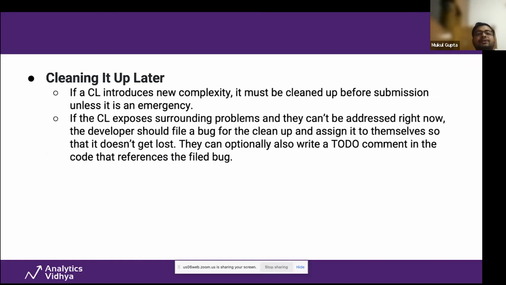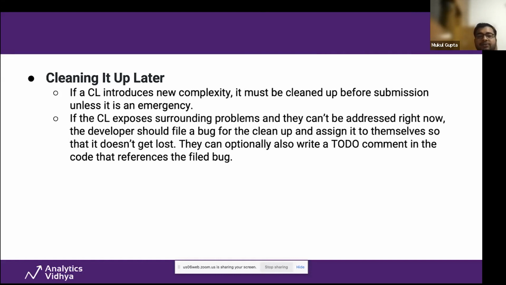Then the other thing that comes is cleaning it up later. We talked about that if a change list introduces new complexity, it must be cleaned before submission unless it is an emergency. So unless it's some production issue and you want to roll out a fix asap, only then is there an exception. Otherwise, try to push back, try to ensure that you are not introducing new complexity into your code base. There might be some cases where the change list exposes surrounding problems also, and they can't be addressed right now.